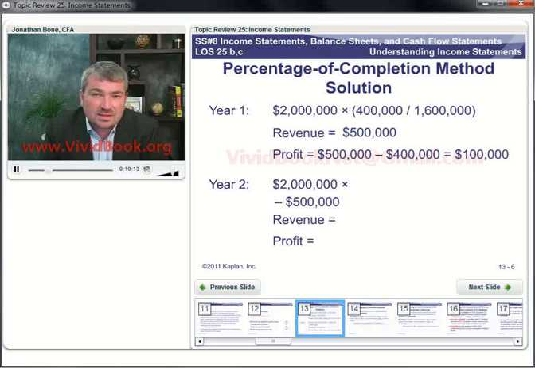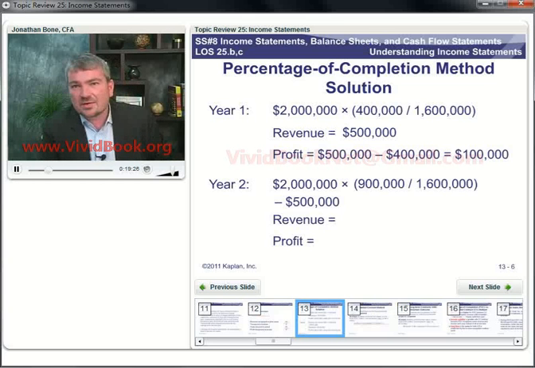by the cost incurred to date, $400,000 in year one, $500,000 in year two, so $900,000, and it's going to be $900,000 over the total cost of $1.6 million. Okay, let's see what the figure is that we get from that. I'm just going to have to quickly do it on my calculator. So 9/16, 900,000 over 1.6 million times our 2 million contracted selling price, and we get $1.125 million.